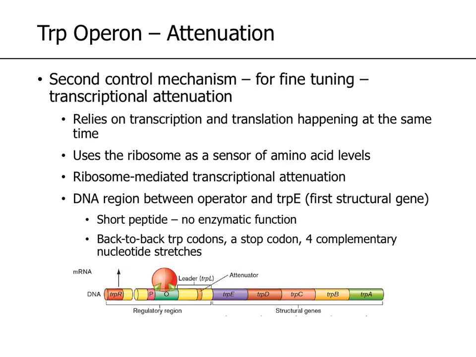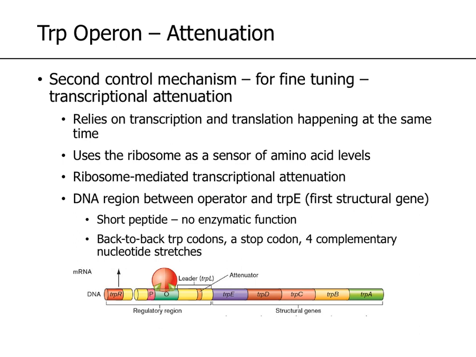This one has a second control mechanism, and it's used for fine-tuning. This is a transcriptional attenuation mechanism. It relies on the fact that transcription and translation are happening at the same time. It uses the ribosome to sense the level of amino acids. Another term for this specific type of attenuation, because there are many other types of attenuation mechanisms, is ribosome-mediated transcriptional attenuation.